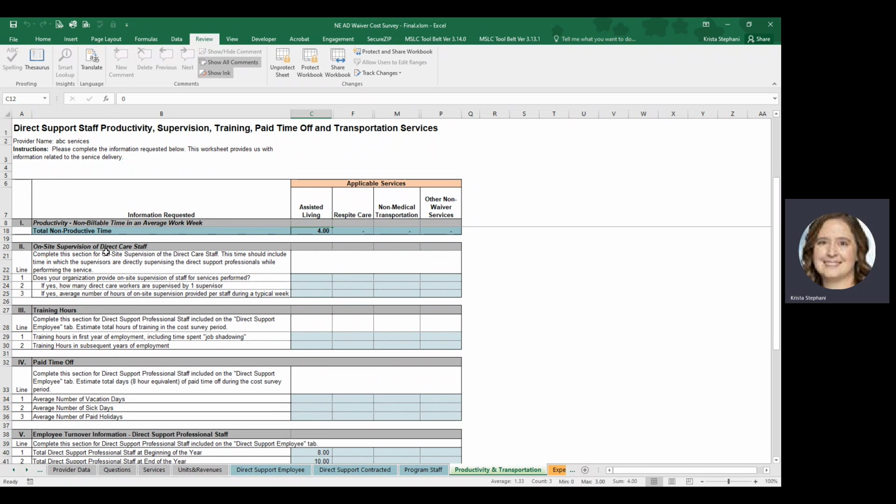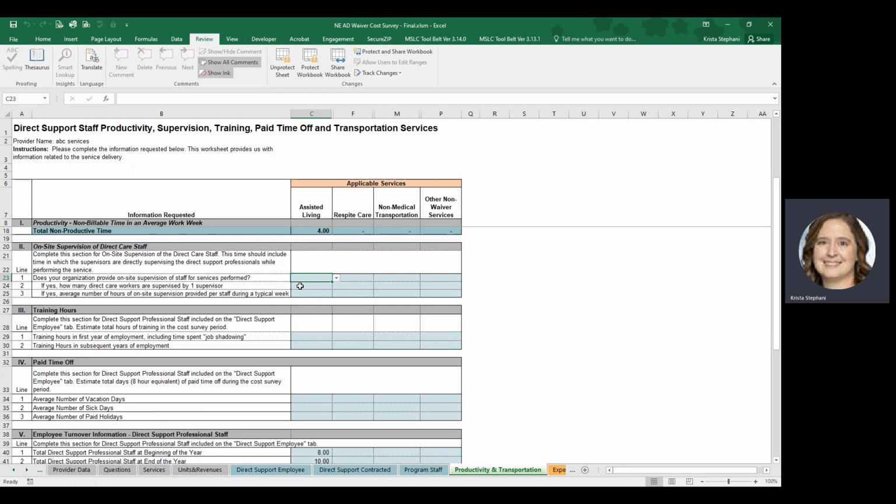Next is information being requested related to on-site supervision of the direct care staff. So what we mean by this is you have direct care supervisors who are required and who spend time actually monitoring and observing the direct hands-on services in real time that are being provided by the direct support professionals to the individuals. So you can indicate yes or no, does your agency provide this on-site supervision for staff?